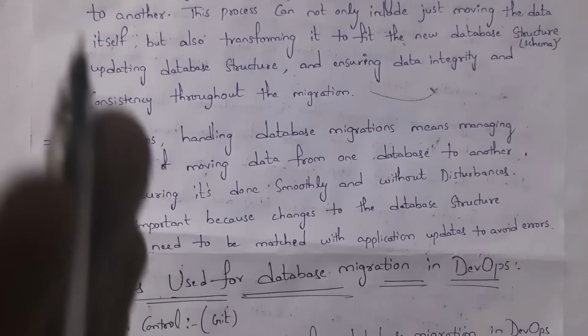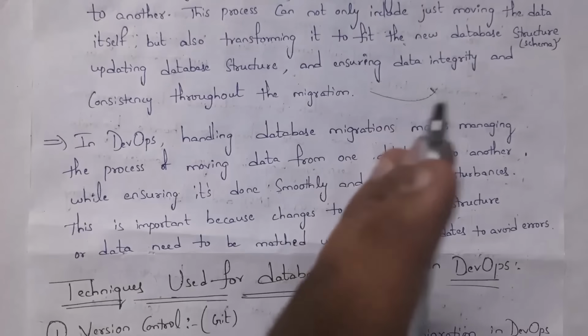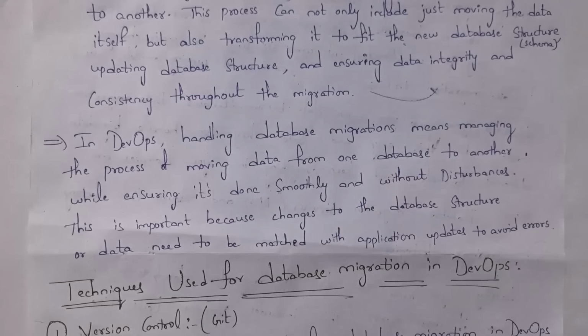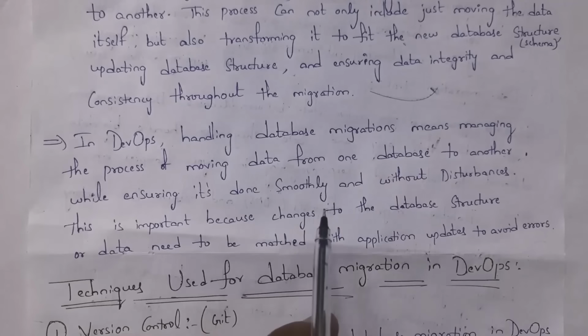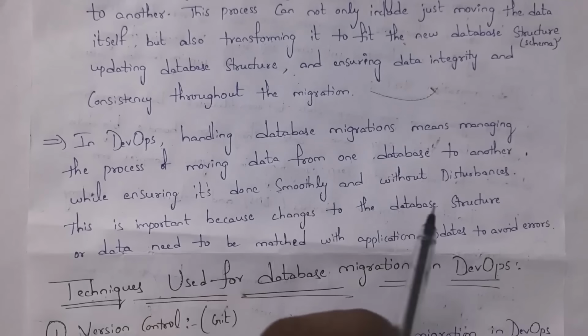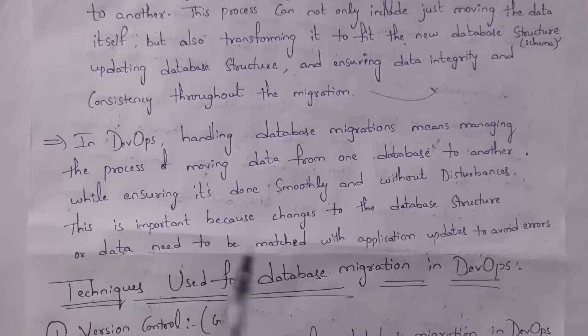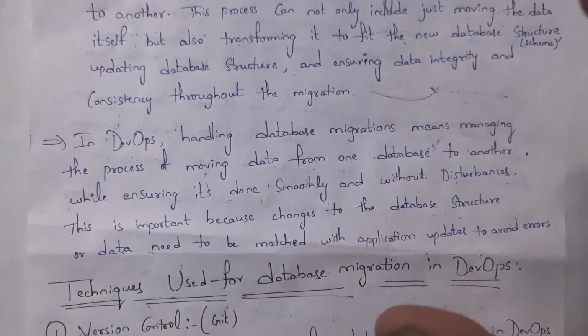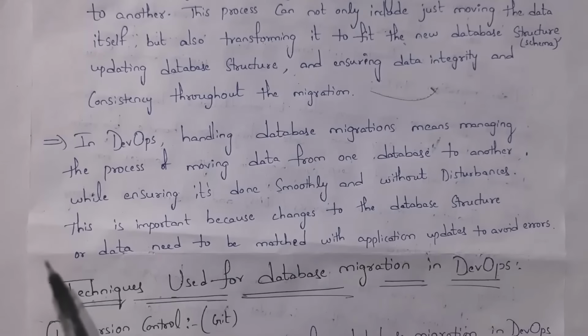In DevOps, handling database migrations means managing the process of moving data from one database to another database, while ensuring it's done smoothly without any disturbance. This is important because changes to the database structure or data need to be matched with application updates to avoid errors. Guys, whenever you update the database, updating it must not affect the application. If you don't update the database properly, then your application will not work. So you need to update the database properly in order to avoid errors.